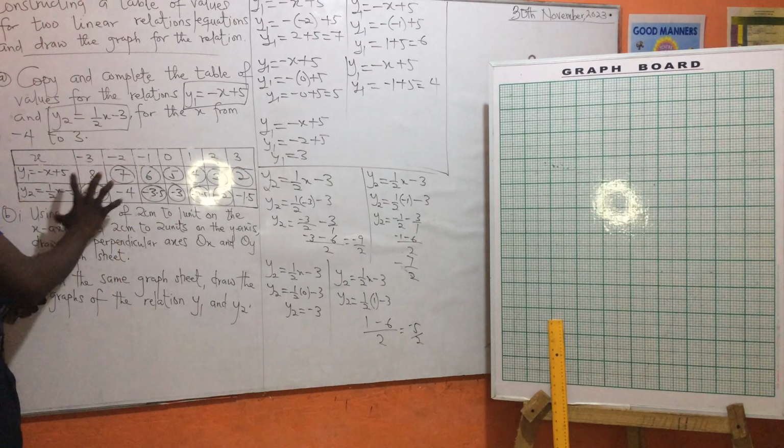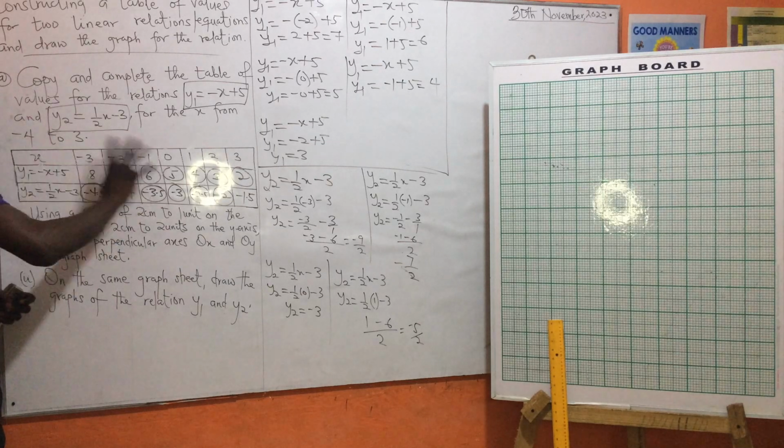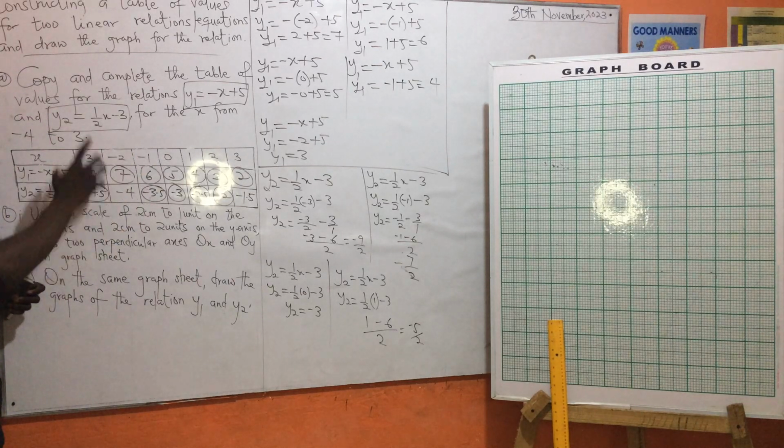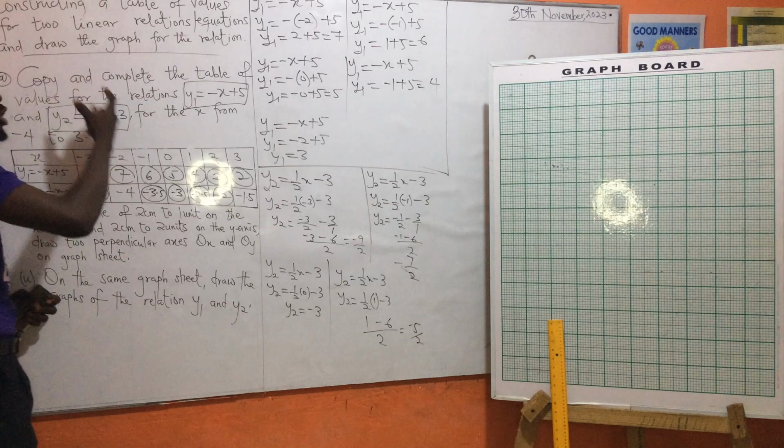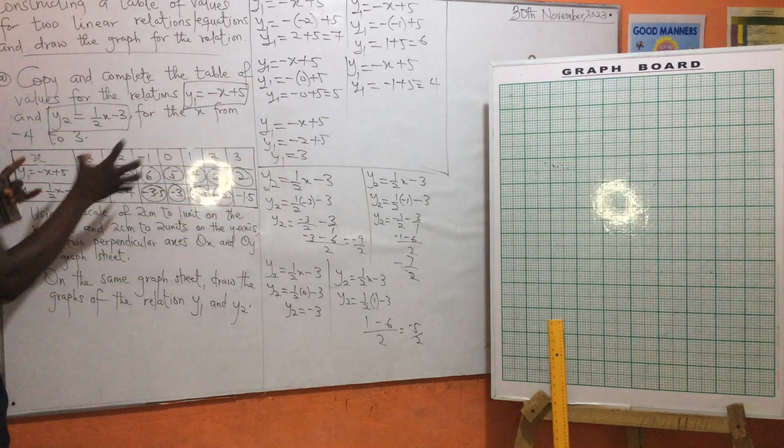Good. Now that we have been able to construct the table of values, we have been told to draw a graph for the relation.